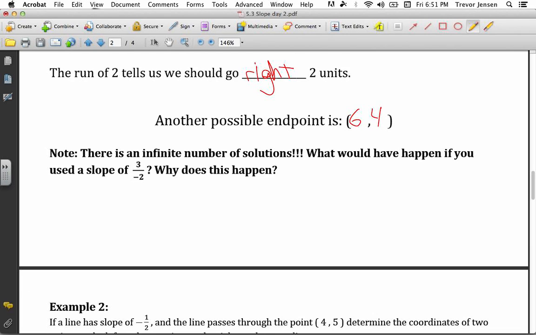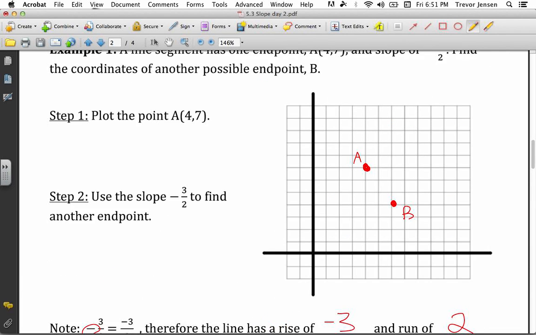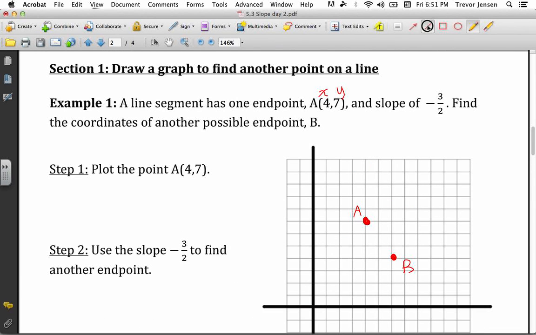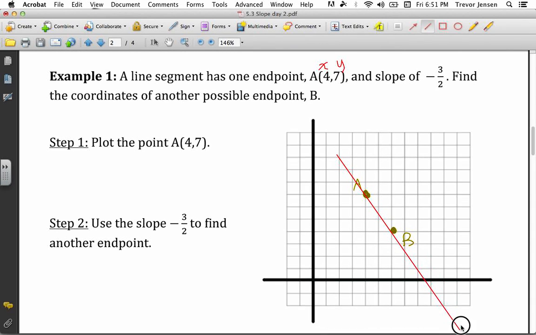Note there's an infinite number of points on the line that goes through A, B. So the line that goes through that will look something like this. And there's an infinite number of points on this line.